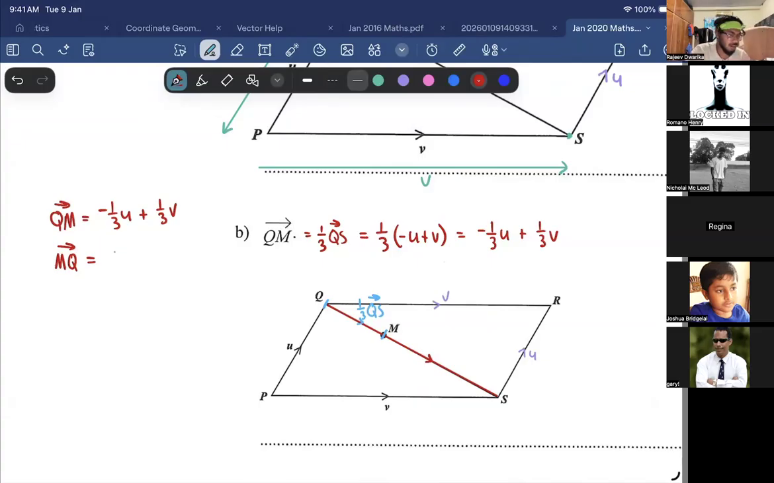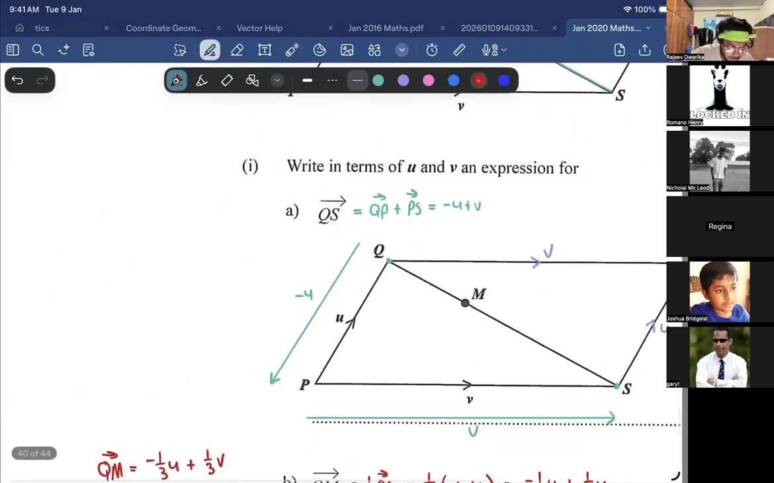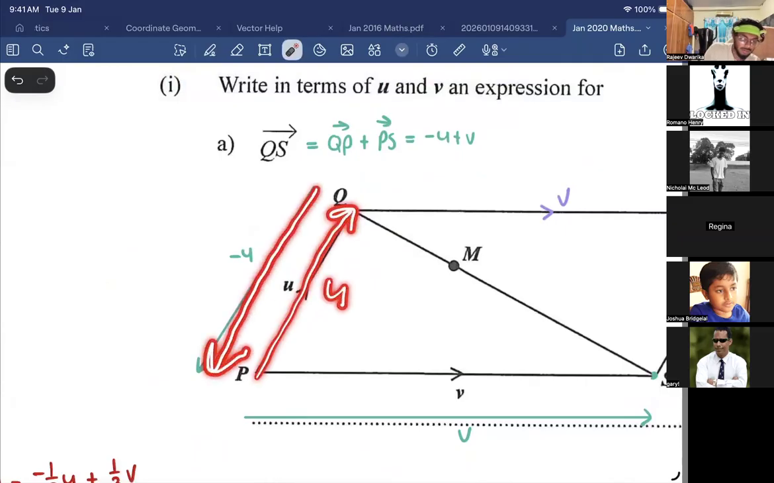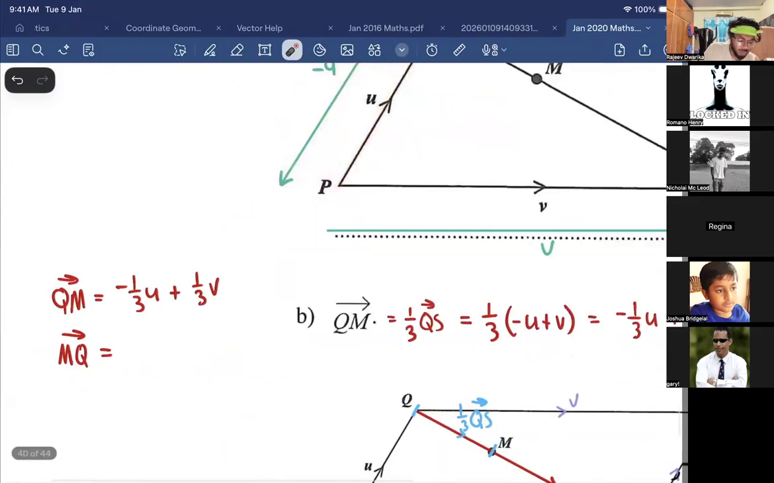Anytime you go in the opposite direction, what do you do? Negative. Wait, let me show you a simple example, right? So P to Q is U. Q to P is negative U. We change the signs, right? Yeah.